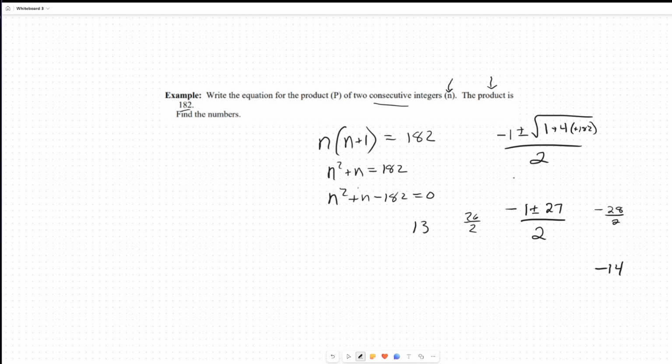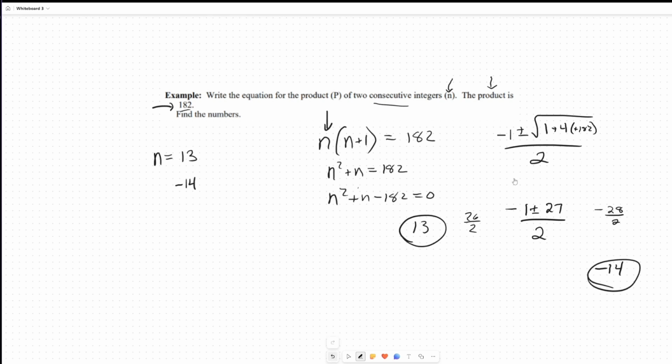Well, those are not consecutive integers at all. And if I multiplied those two together, I'd get a negative answer. Well, it's because you actually have 4 answers here. Well, really 2, but 4 for the consecutive integers. n is either going to be 13 or negative 14. So our n is going to be 13 or negative 14.